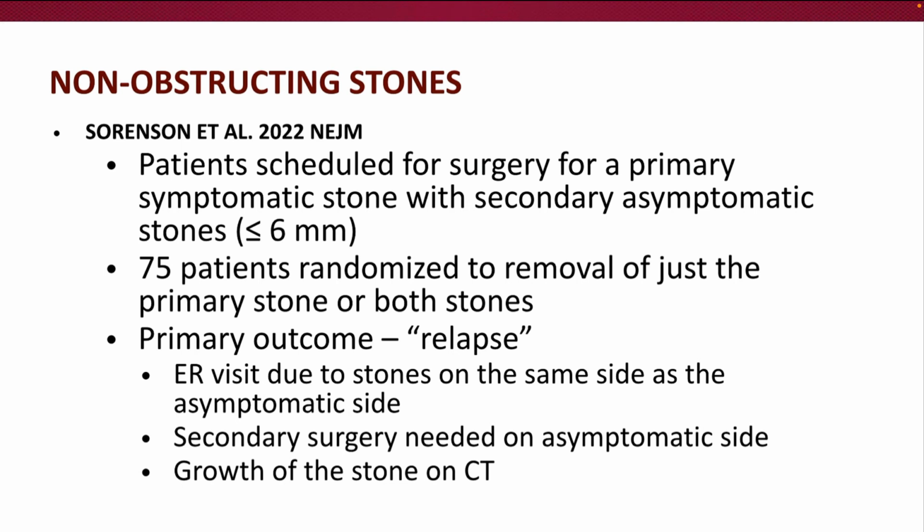And then they looked at the primary outcome of relapse. They defined relapse as an ER visit due to stones on the same side as the asymptomatic stone, or secondary surgery on the asymptomatic side, or growth of the stone on CT. So the bottom line is that relapse means they had a problem with that asymptomatic stone side in the future. What did they find?